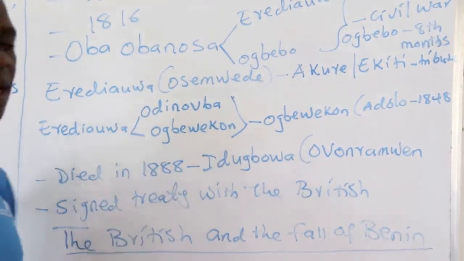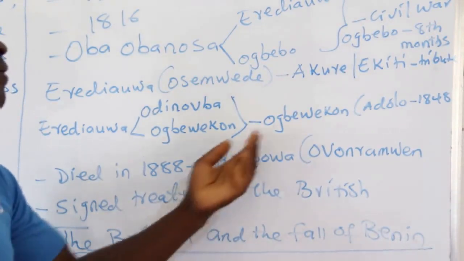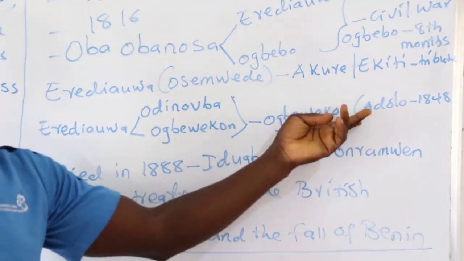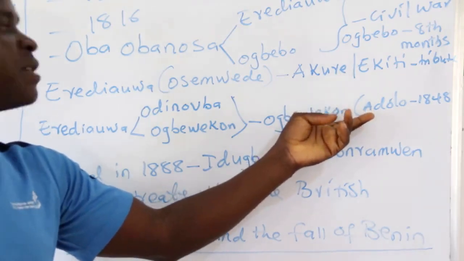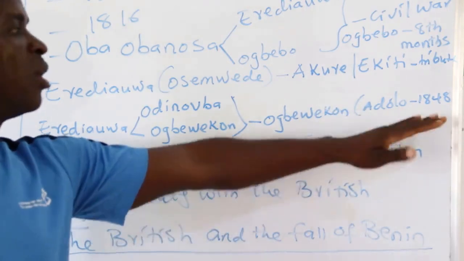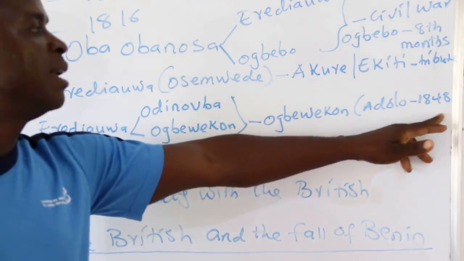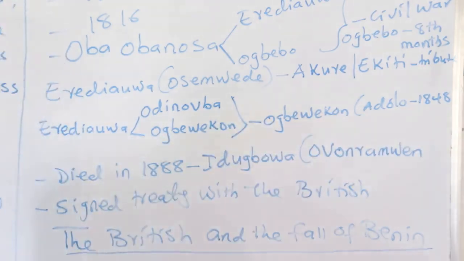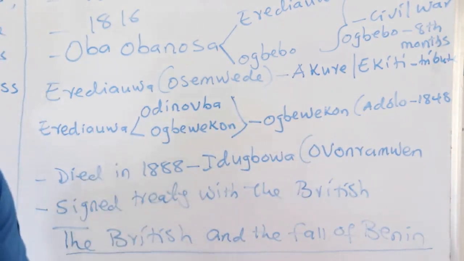Now, these two, as I said, struggled among themselves. And in the struggle, it favored Obewekon. So Obewekon emerged as the successor of his father, and he chose the title Adolo. So he was known as Oba Adolo. And he was crowned in 1848, and he ruled Benin until 1888. So you can see he ruled Benin for quite a long period of time.